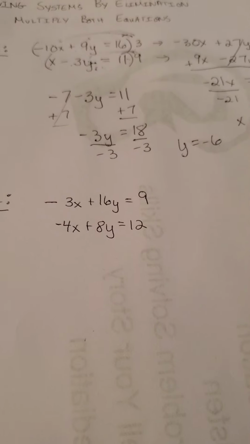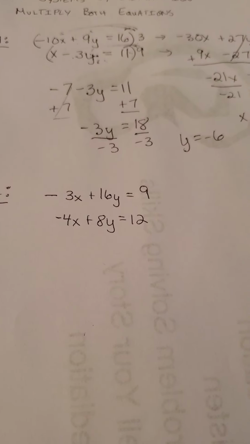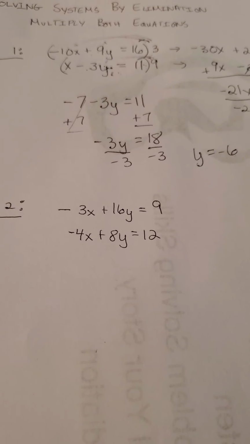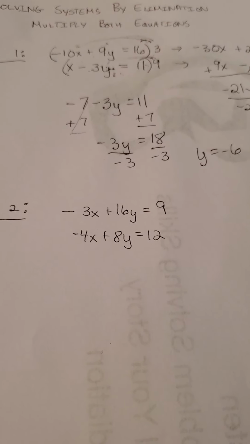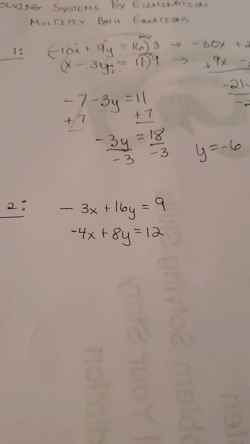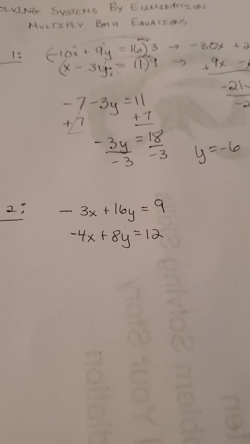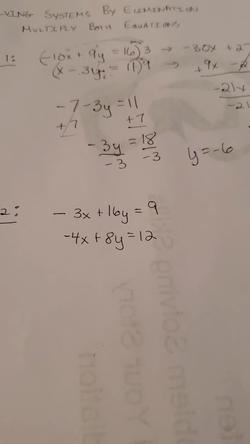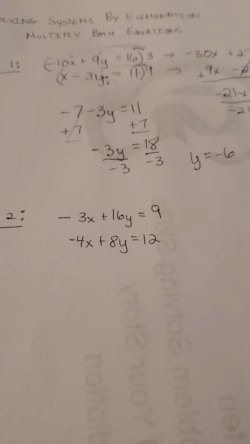Now on this bottom one, you can see that I don't have anything opposite signs right now. So whenever I do my multiplying this time, I'm going to have to get them opposite. How I got them opposite last time was multiplying things by a negative number. I'm going to do the same thing, but not by a -1 this time. And I'm going to get rid of my x's.